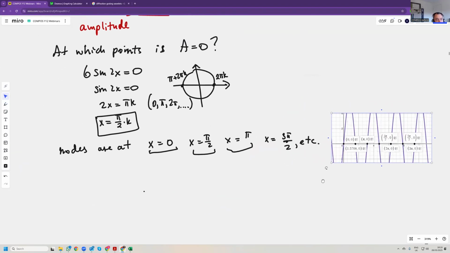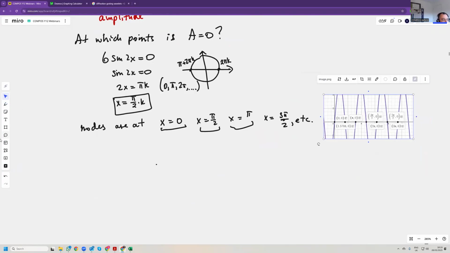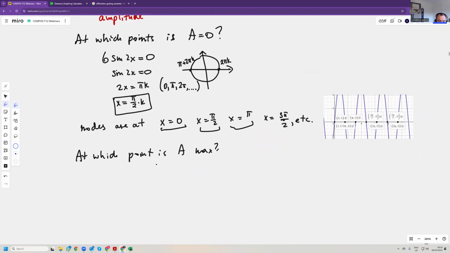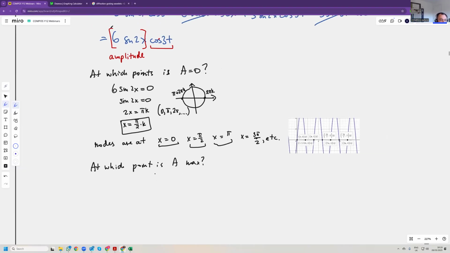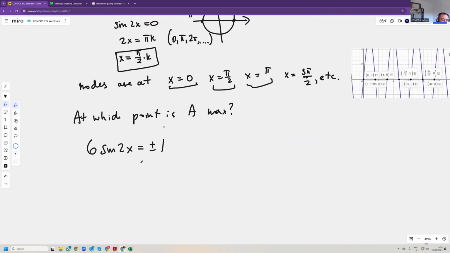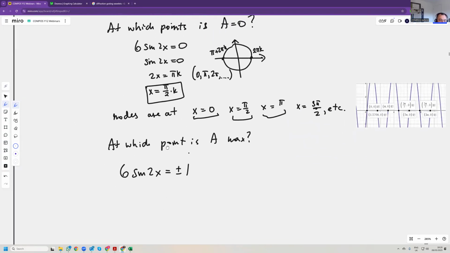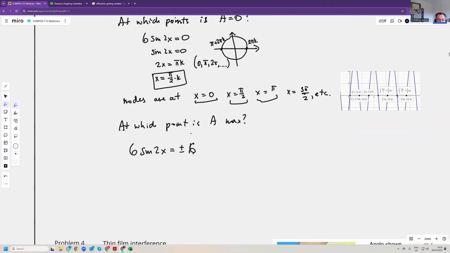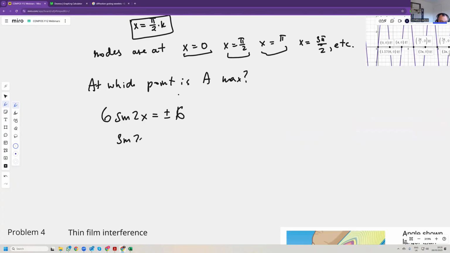Antinodes is when the amplitude is maximum. At which point is amplitude maximum? Well, you can see that this is the point where the amplitude is this. So 6 sine 2x is equal to plus or minus 6, of course, because the maximum value is 6. So sine 2x is equal to plus or minus 1.